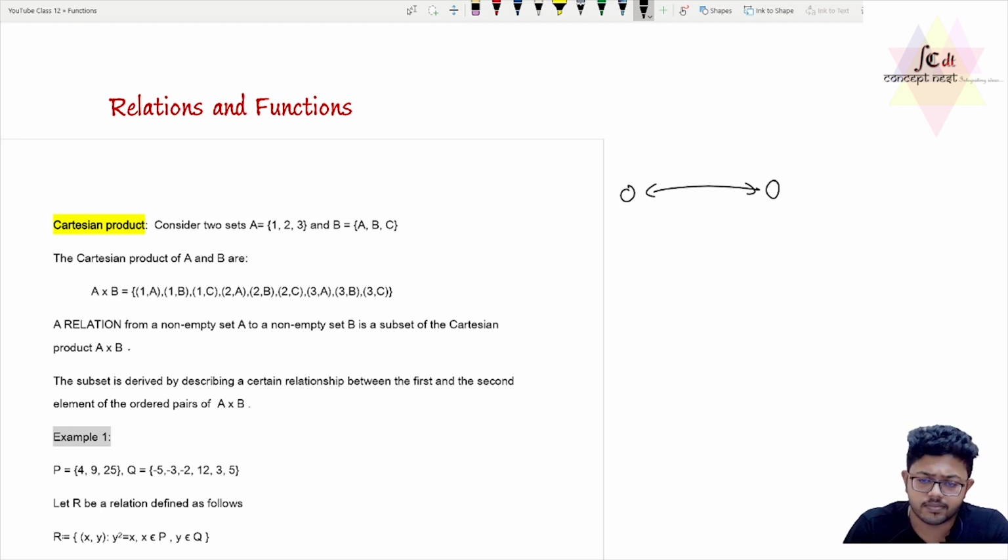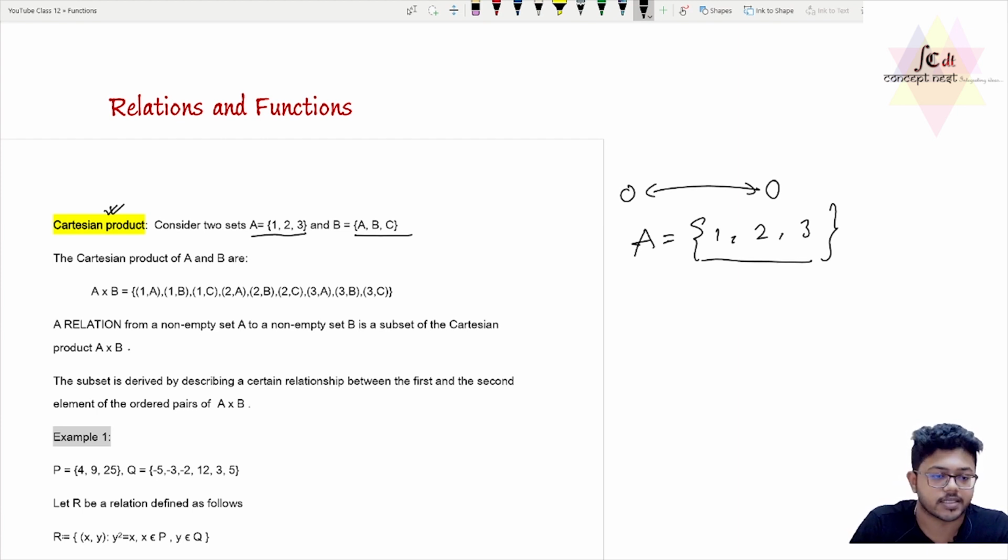If I start with two sets, suppose I have a set A with elements 1, 2, 3, and a set B with elements A, B, C. Before going to relations, we need to understand what a Cartesian product is. The Cartesian product of two sets A and B, denoted by A cross B, is (1, A), (1, B), (1, C), (2, A), and so on. It is nothing but all the pairs with first elements coming from the first set A and the second elements coming from the second set B.